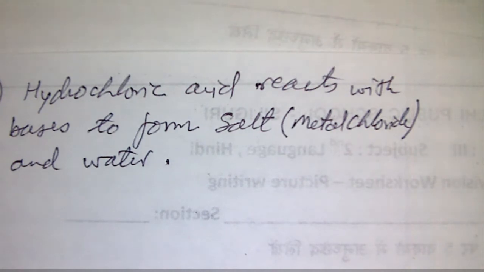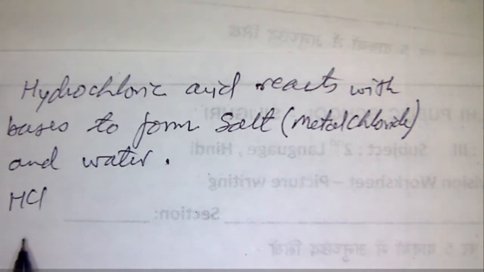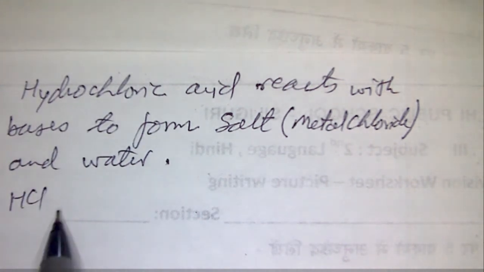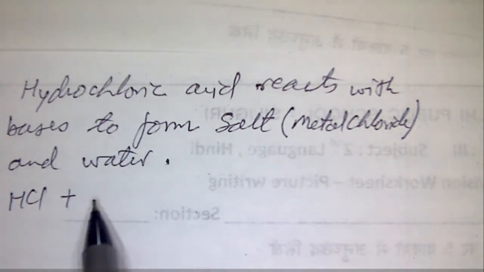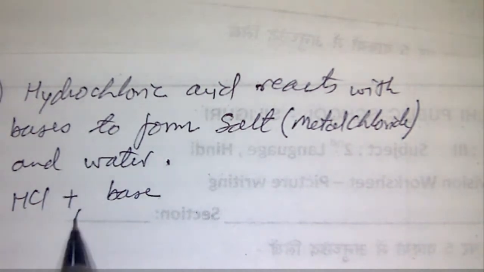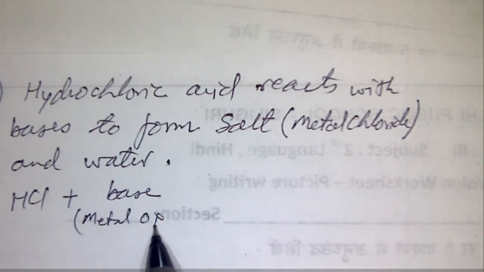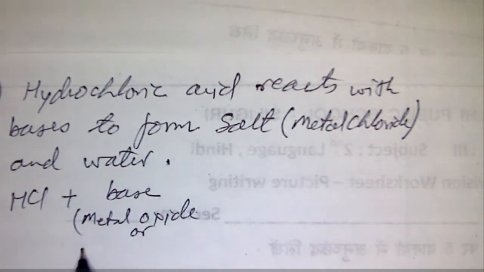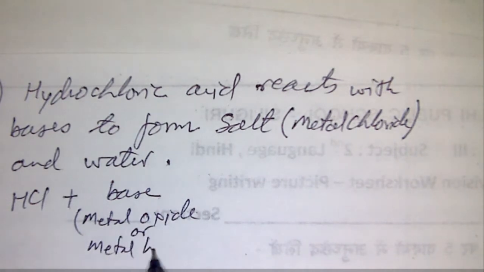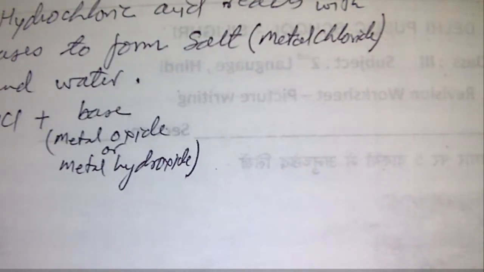Okay, so what I can write down, whenever I take hydrochloric acid, that is HCl, this we are writing means we are writing about hydrochloric acid. I'll add a base. What is a base? We have already studied about bases. They can be metal oxide or metal hydroxide.